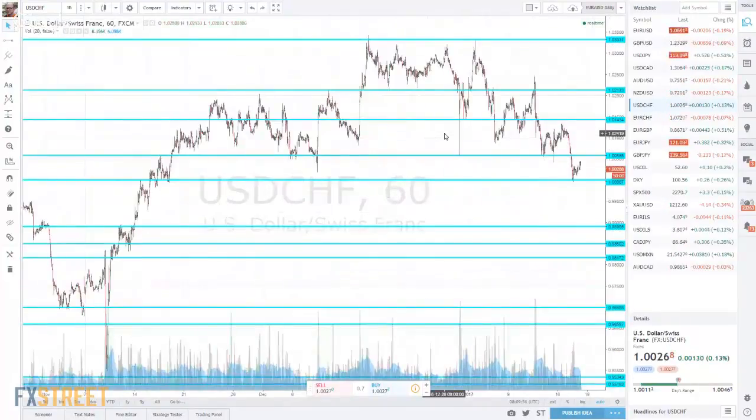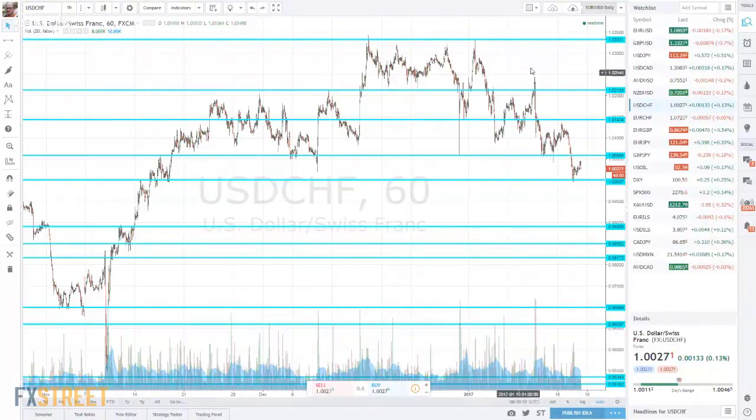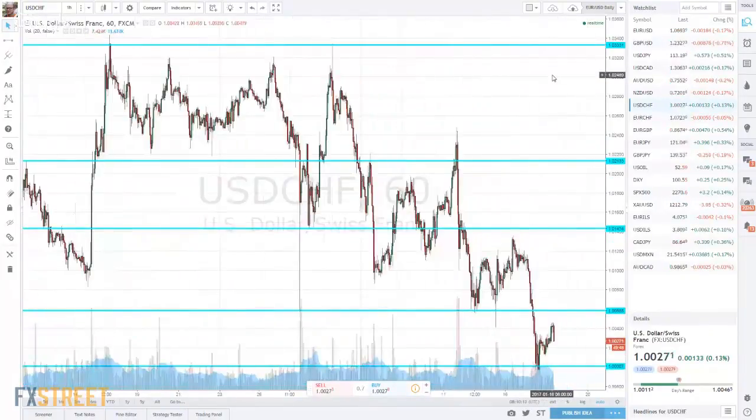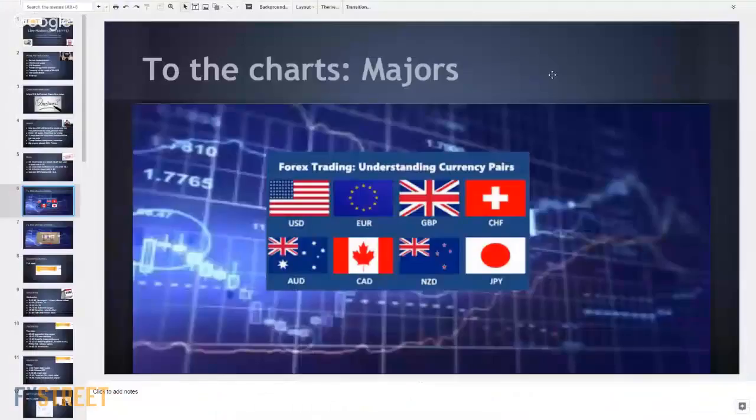Remember that the Swiss National Bank intervenes here below parity. If we have further depreciation of the US dollar, note that 99 level, 98.50, and 98.20. So a zone of support there. But currently the range is 1 to 100.60. Okay, so this concludes our technical levels for major pairs.